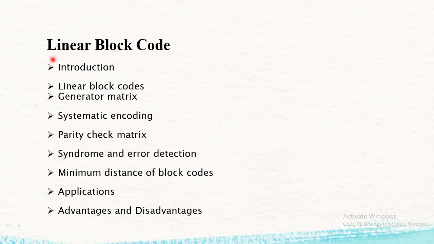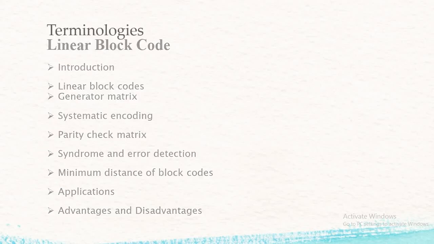So what are the points which we are going to discuss under linear block code? First one is the introduction, then linear block code, generator matrix, systematic encoding, parity check matrix, syndrome and error detection, minimum distance of a block code, application, and the advantages and disadvantages. So in this lecture we are going to focus completely on linear block code, and we are going to discuss each one of these topics in detail. Before starting with the actual lecture, a few terminologies must be known to each and every student.